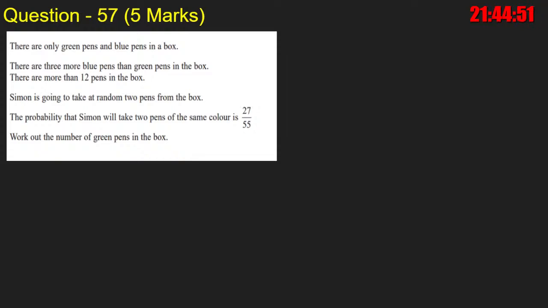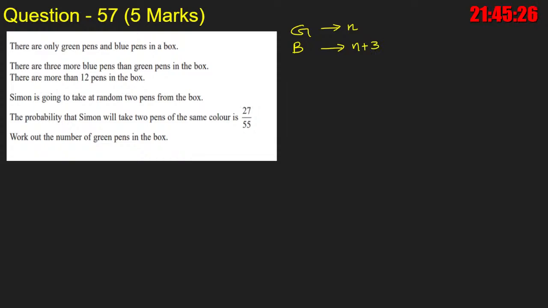Read the question and make sure. There are only green pens and blue pens in a box. There are 3 more blue pens than green pens. So green is, let's say, n. If I put green as n, blue is n plus 3.